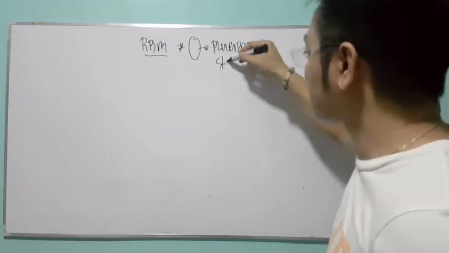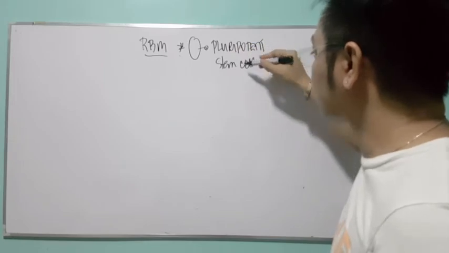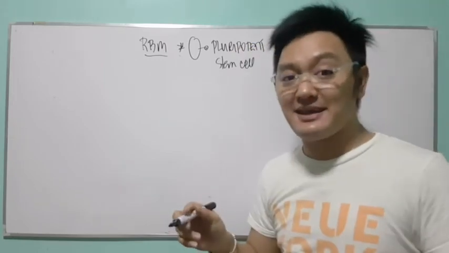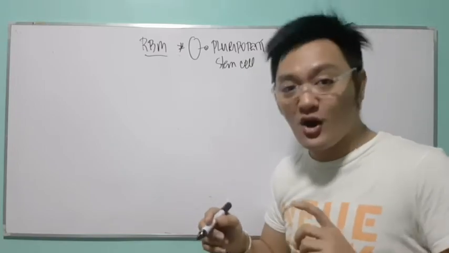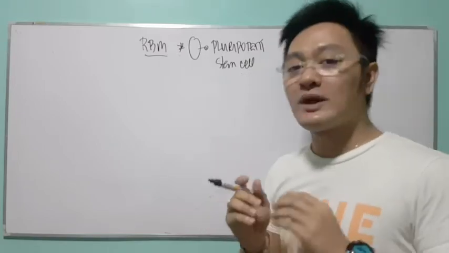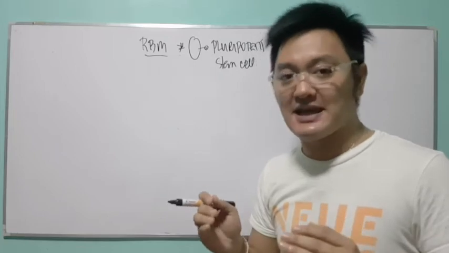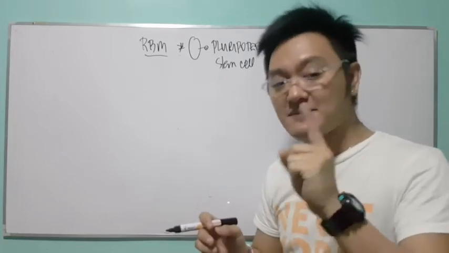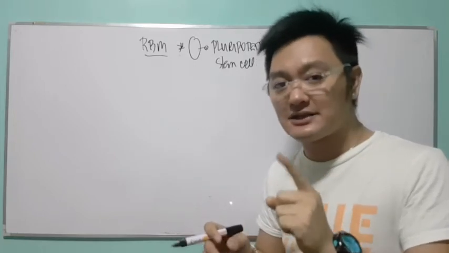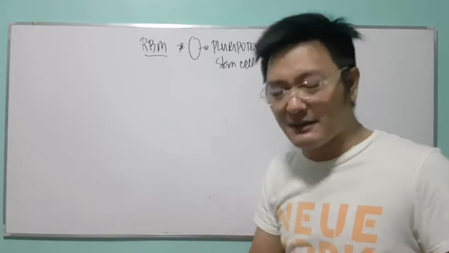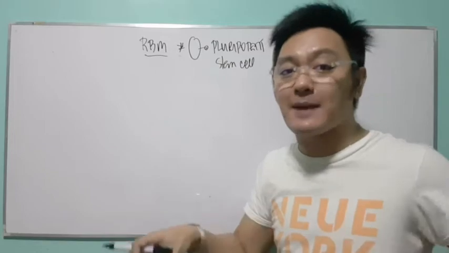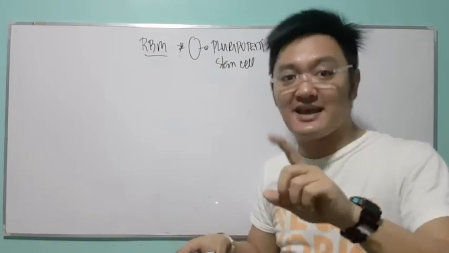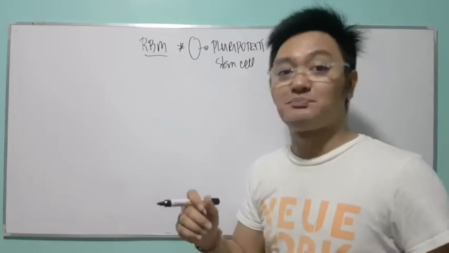Pluripotent stem cell. Okay, sir, what is pluripotent? Is that the same as impotent? No. Is that the same as omnipotent? No. So what is pluripotent? When you say pluripotent, it means that from a single cell, it has the ability to divide, multiply, and proliferate into different or several types of cells. Can you follow? So that is what we call pluripotent.